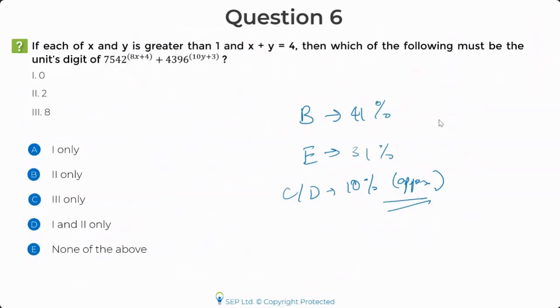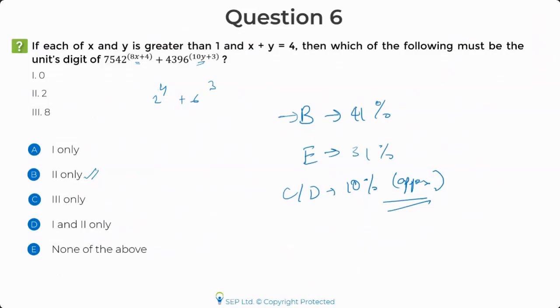41% of you marked the answer as B. So 41% of you simply assumed that they have to be integers. I think you thought 2 to the power 4, 6 to the power 3. In fact, I'll tell you another interesting thing here also, which you will appreciate.